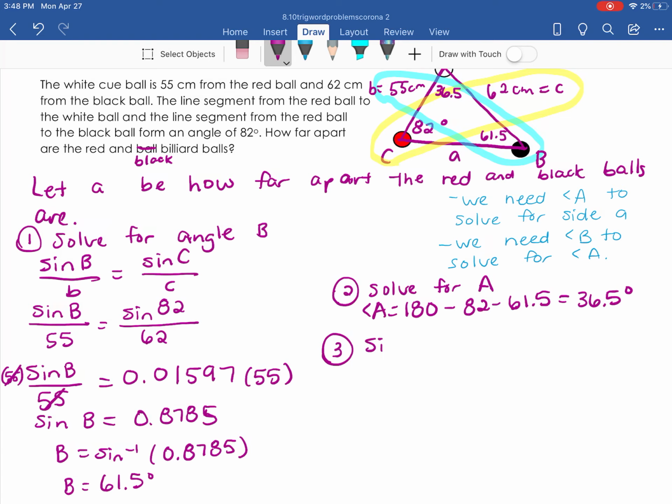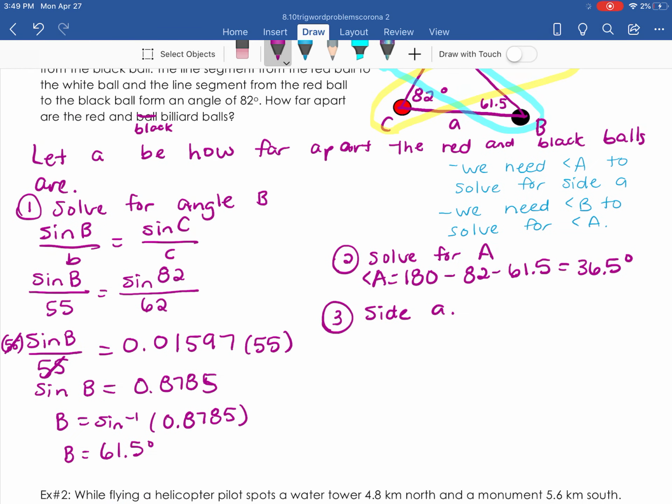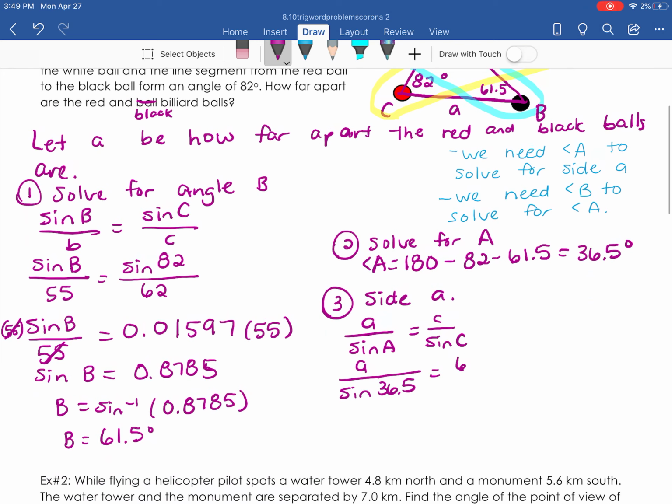Okay, so now we're going to solve for side A, which is what we need, right? Because we let our let statement, let A be how far apart the red and black balls are, which is what we're looking for. Okay, so this time I'm going to put the side at the top. Now we have a full ratio for side B and angle B, or side C and angle C, so it doesn't matter, but most people, again, choose to do the one that they're given. So I'll keep with that, okay? So 36.5 is angle A, and then side C, 62. Angle C is 82.